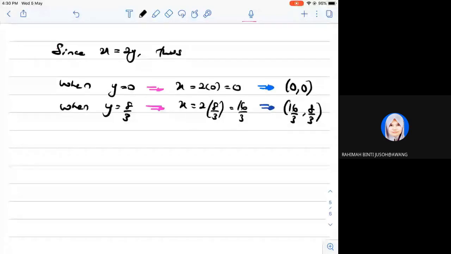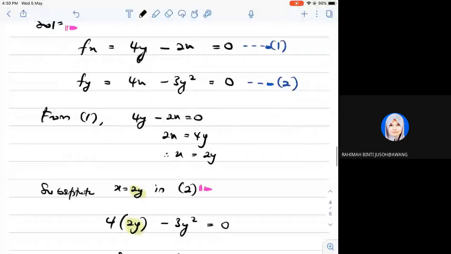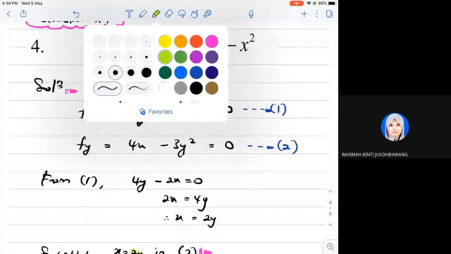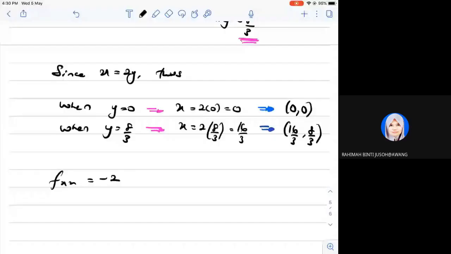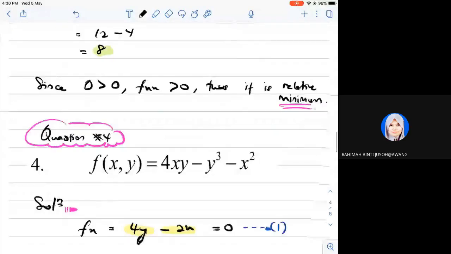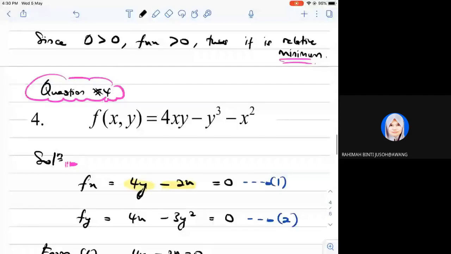So nak cari fxx, we have to differentiate fx ni. So for y differentiate terhadap x lagi sekali dapat 0, negative 2x dapat negative 2. So negative 2. And then cari fxy dapat 4 lah kan. Yang tadi ni. Dapatlah 4 differentiate terhadap y pula kan.